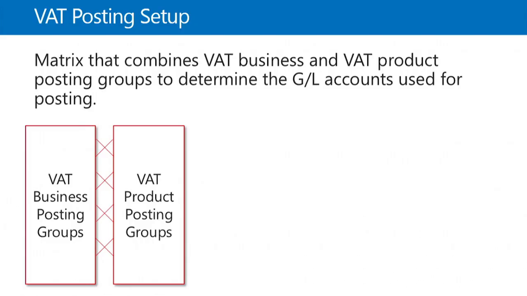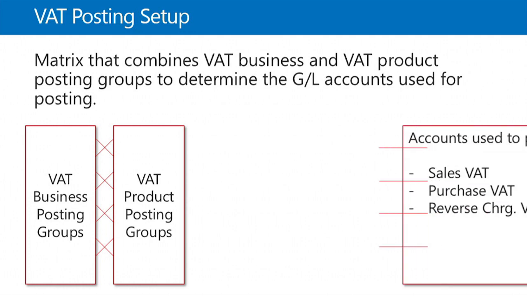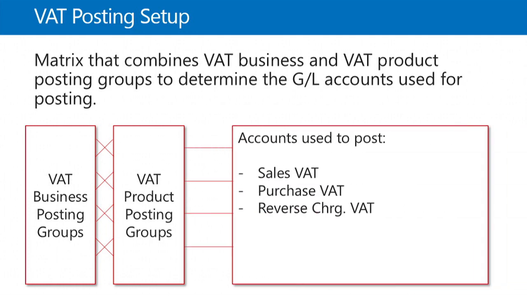So once we have our VAT business and VAT product posting groups, we will start combining them and to each combination link the appropriate GL accounts. This is of course very similar to what we saw on the general product posting groups. In this case again we will start making combinations, and to each combination we can link a number of accounts such as the sales, the purchase and the reverse charge VAT account. Let's look at this in the application.